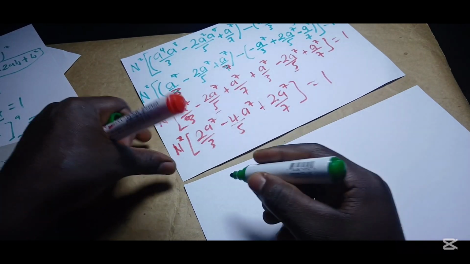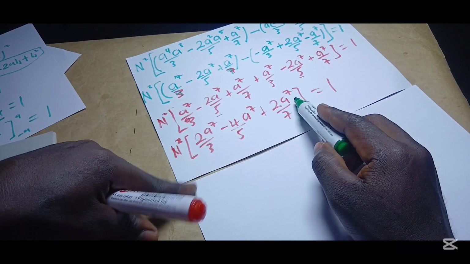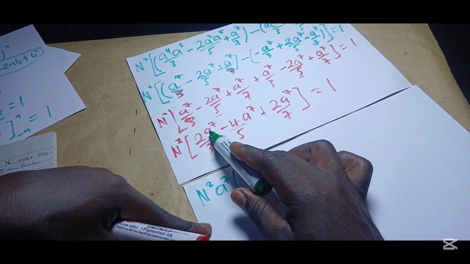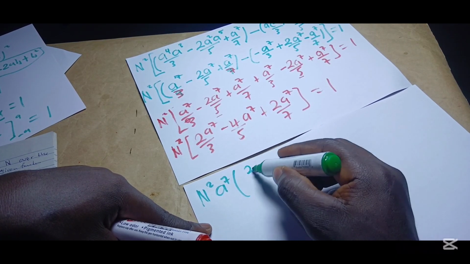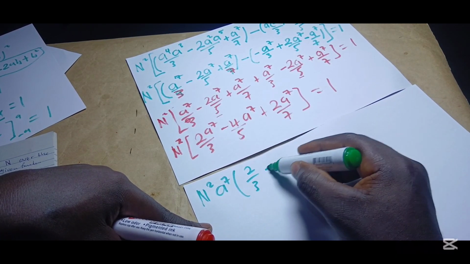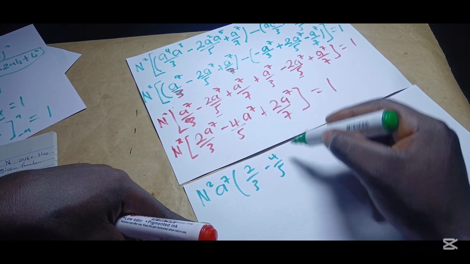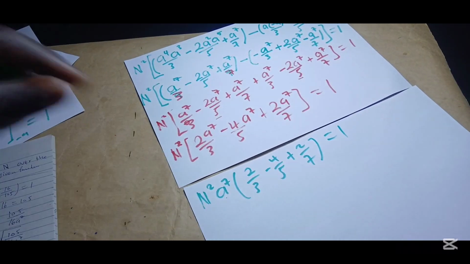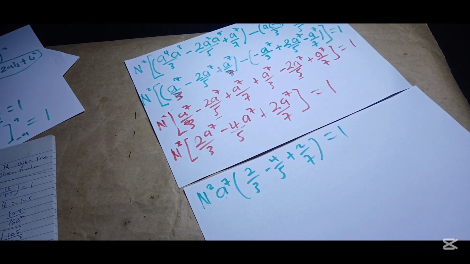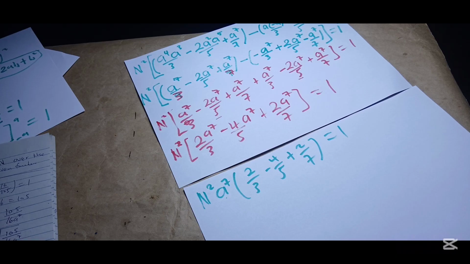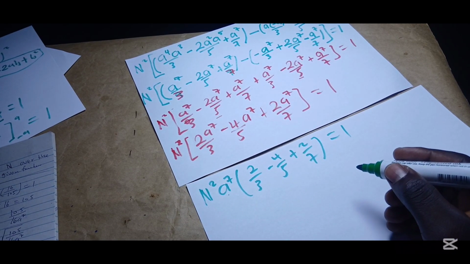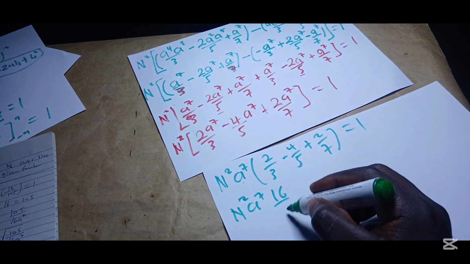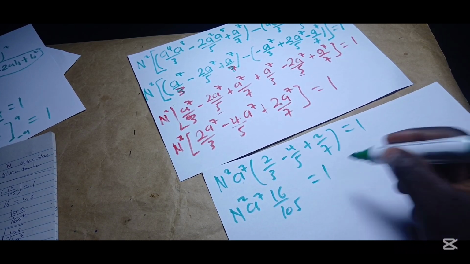Now the next thing we want to do is to factor a to the power 7 out since it is a common term here. So we are going to have n to the power 2, a to the power 7. Factoring a to the power 7 out, this place remains 2 over 3, this place becomes minus 4 over 5, and this place becomes plus 2 over 7, since we factored a to the power 7 out here. So equal 1. So let's add the whole thing here. That is going to give us 16 over 105. So n to the power 2, a to the power 7, multiplying 16 over 105 equal 1.